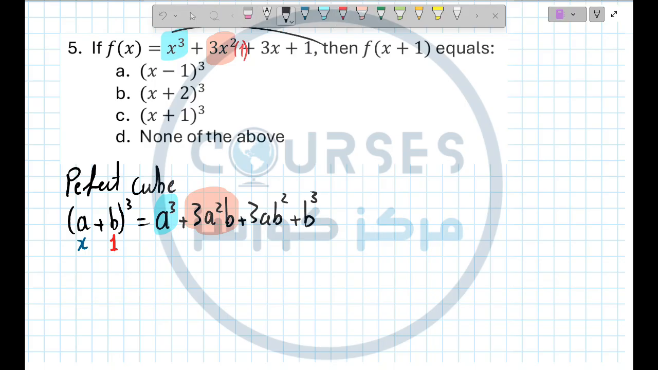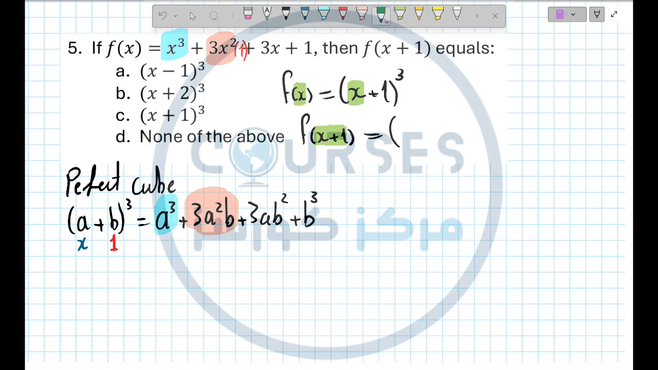What did we use of this? This can be rewritten as this. So f of x will be equal, instead of a plus b, it's going to be (x plus 1) cubed. Now we can find this f of x plus 1. So we're going to replace every x with x plus 1. So that's going to be x plus 1, and then plus another 1, to the power of 3, which is equal to (x plus 2) to the power of 3.